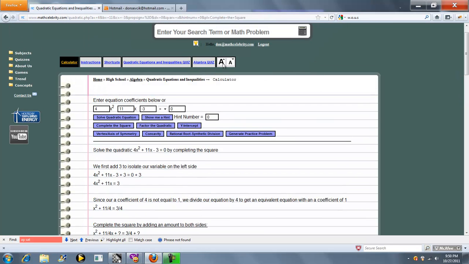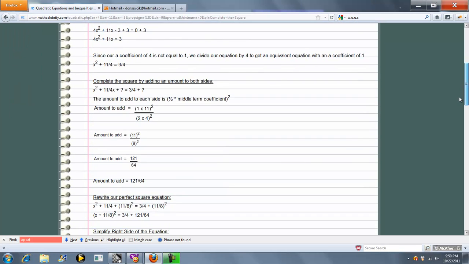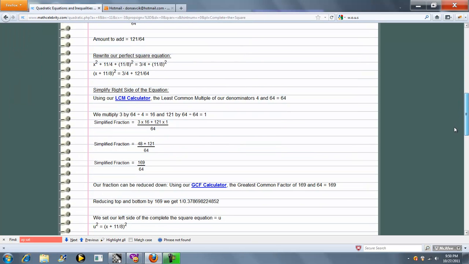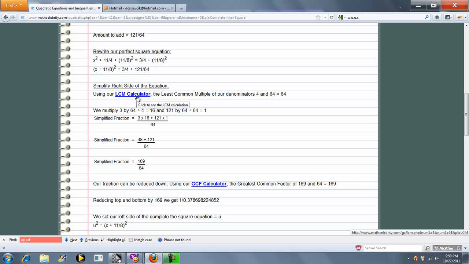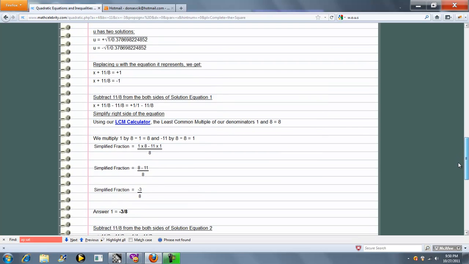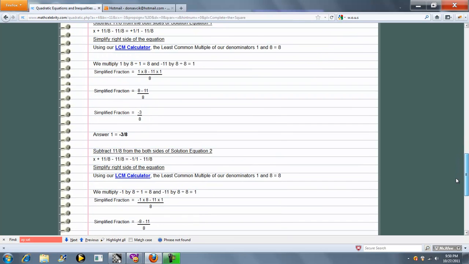Expand our font. And it actually links to our least common multiple and greatest common factor calculator to come up with the value that you need to complete the square correctly.